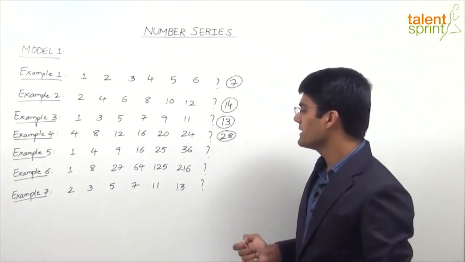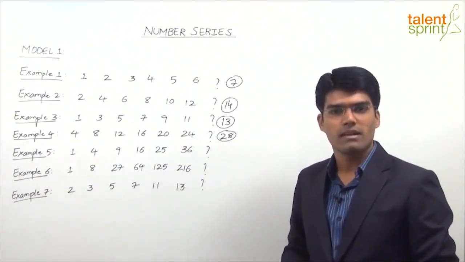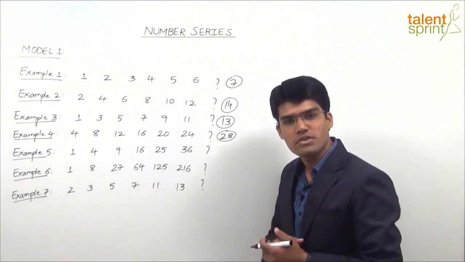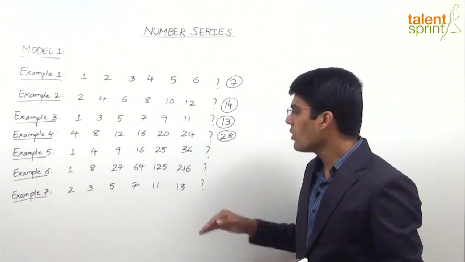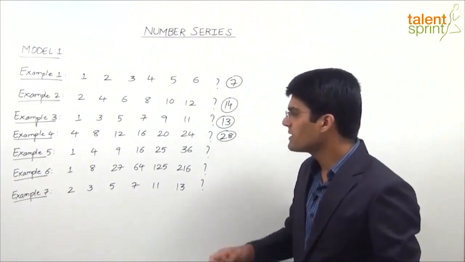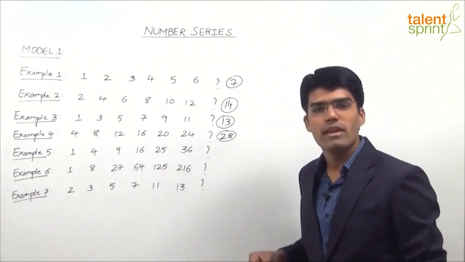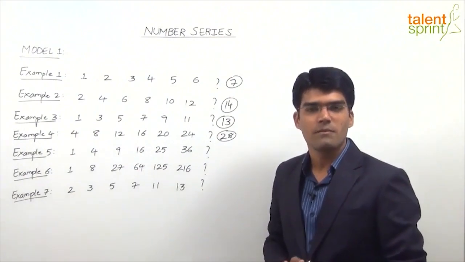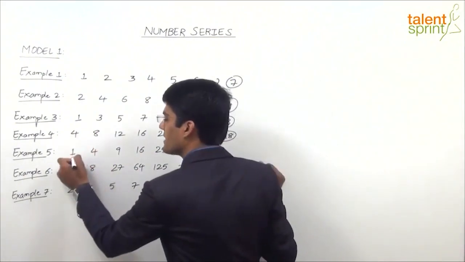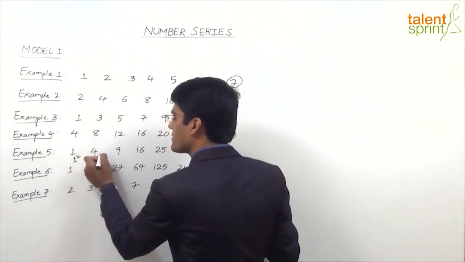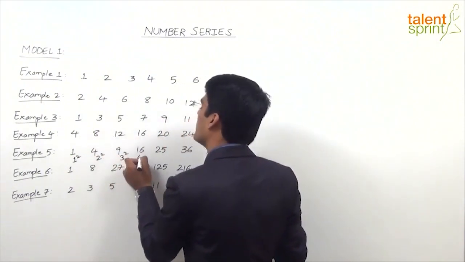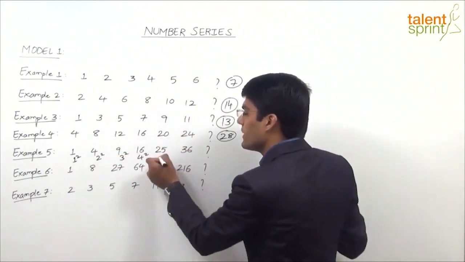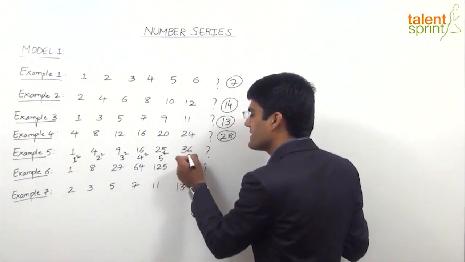16, 25, 36, and then we have a question mark. Now can you tell me what comes in place of the question mark here? I hope you all have got the answer. As you can observe, these are nothing but perfect squares of natural numbers starting from 1. For example, 1 here is nothing but 1 squared, 4 is 2 squared, 9 is 3 squared, 16 is 4 squared, 25 is 5 squared, 36 is 6 squared.